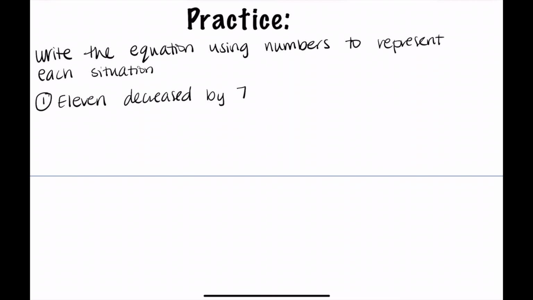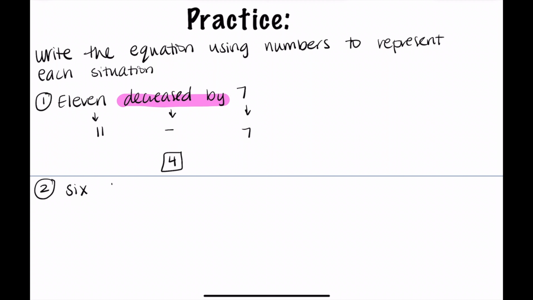For number 1, it says 11 decreased by 7. So decreased by is our buzzword. We know 11 is just 11. Decreased by means to subtract, and 7 just comes down, and we know that 11 minus 7 just gives us 4, right? So the answer for number 1 would be 4.